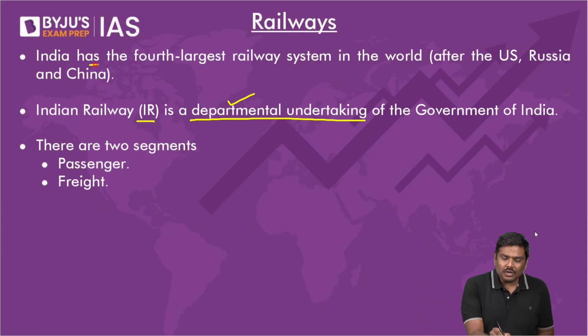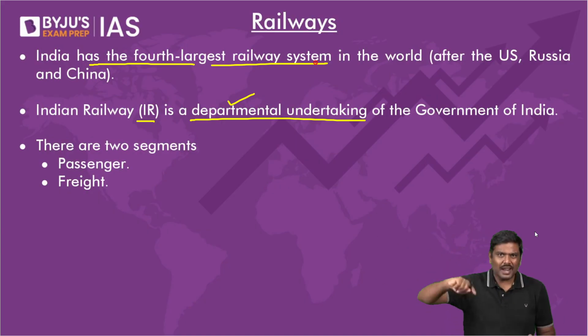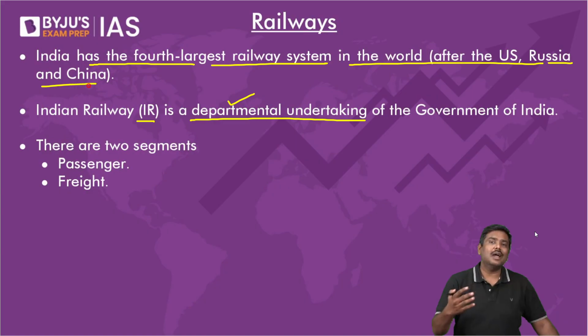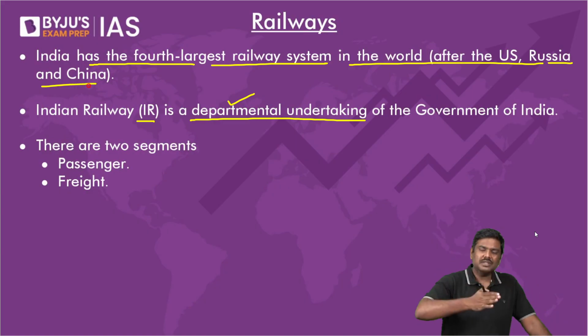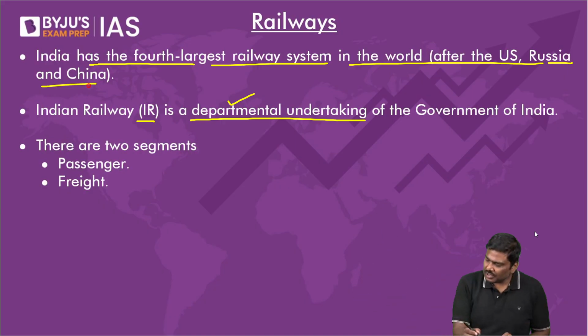India has the fourth largest railway network in the world. In fact, some books will say fifth largest, some will say fourth largest. The latest ranking is fourth largest. But again, do not memorize this number, because by the time you write the exam, the ranking might have changed. The largest railway networks in the world, the top three are the USA, followed by Russia, followed by China. Then the fourth largest is Indian Railways.